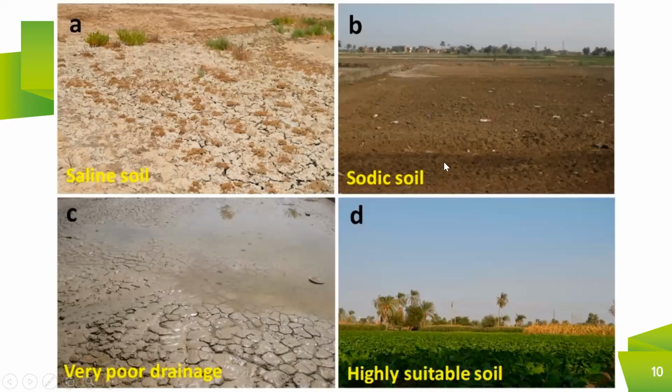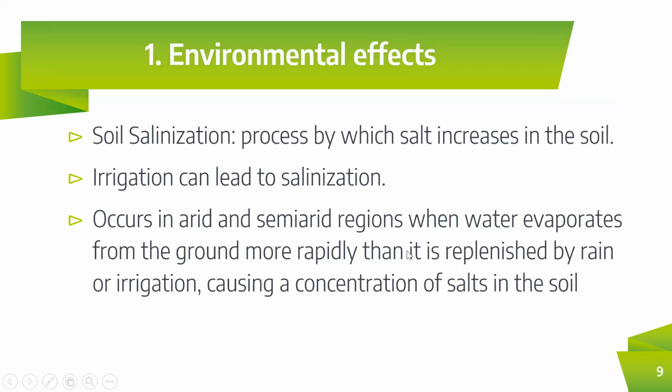Saline or sodic soil here is highly suitable soil. It looks normal. Poor drainage, of course, we can see some puddles there. But here we can see what soil might look like when it's salinated.